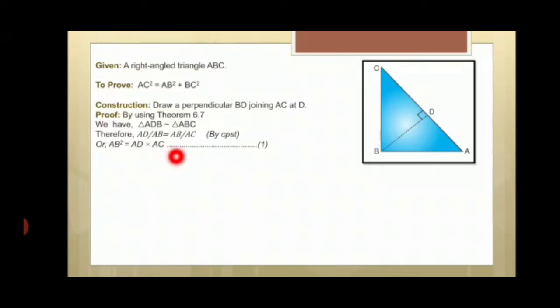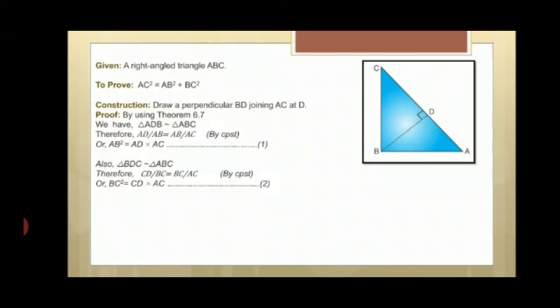Exactly the same way, if I prove this triangle BDC similar to triangle ABC, I will again get an important result, that BC square will be equal to CD into AC. This is very important. I got AB square equal to AD into AC. Exactly the same way I'll get BC square is equal to CD into CA or CD into AC. So I have got this result.